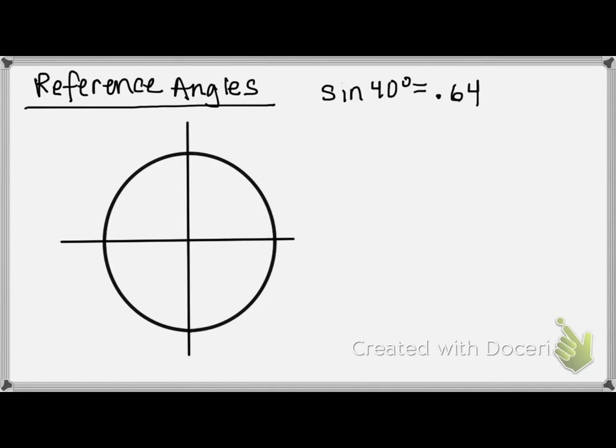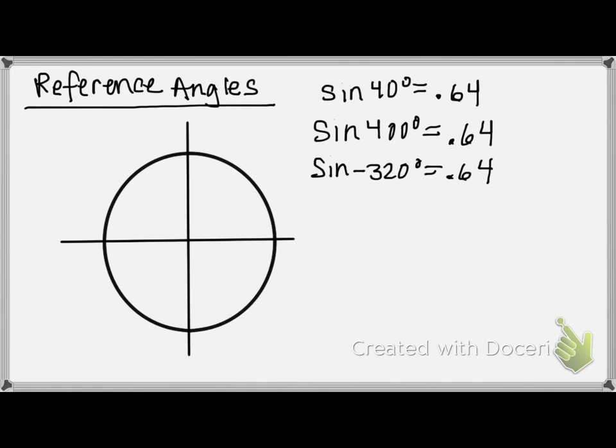Maybe you know by now that if I were to add 360 degrees so that I'm at 400 degrees, the sine of 400 degrees is also 0.64. This is the nature of coterminal angles. If I subtract 360 degrees, I get the same result.